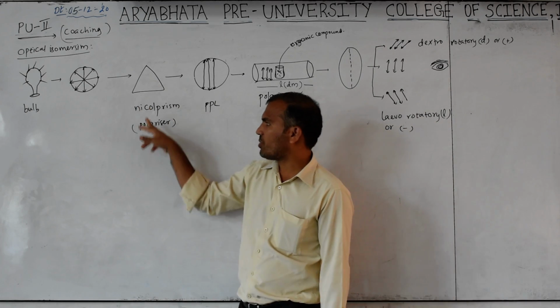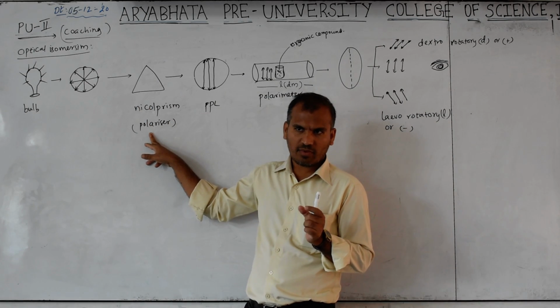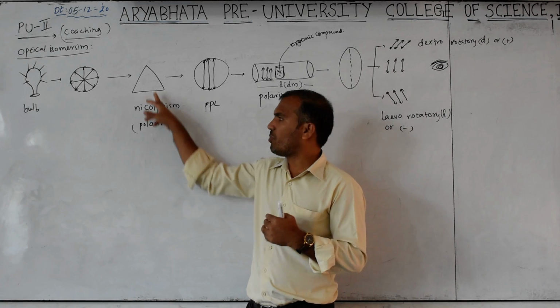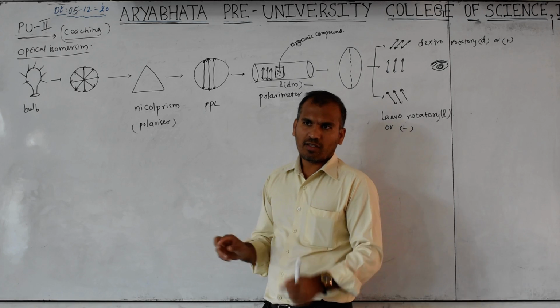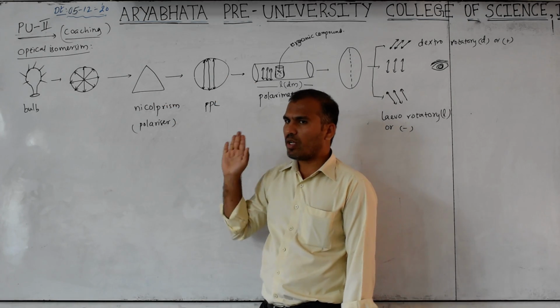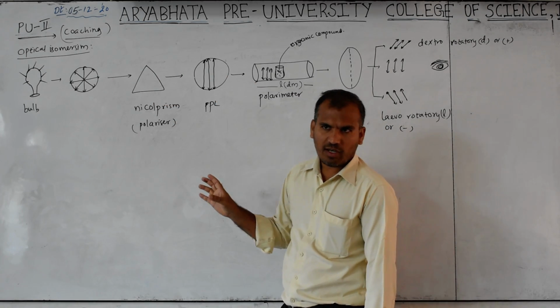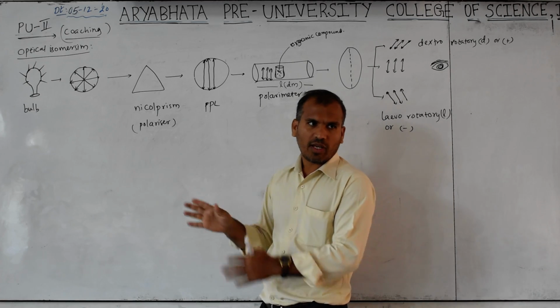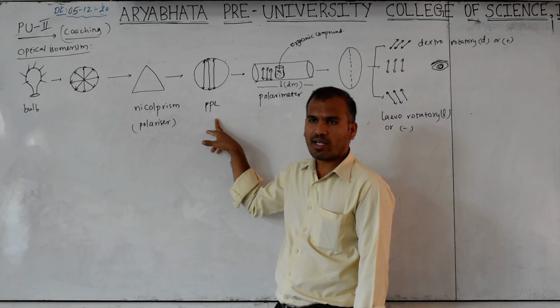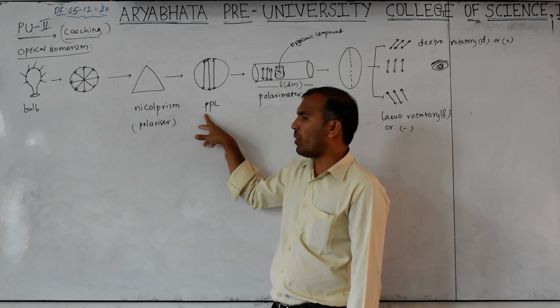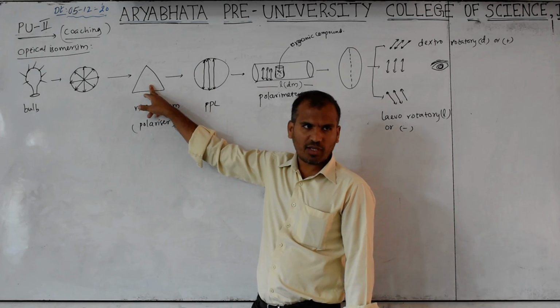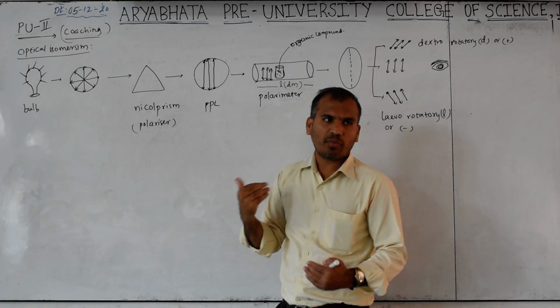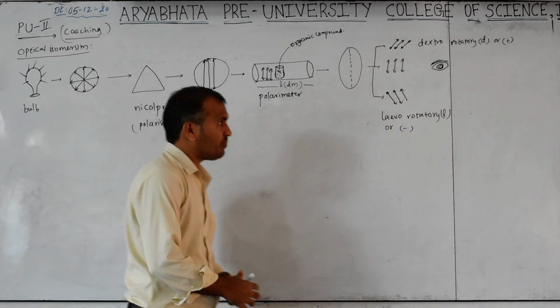That's why this Nicol prism is known as which one? Polarizer. Nicol is one prism. When light falls through it, it polarizes the light. It allows only which one? Electrical field. All remaining waves are stopped here, and it is propagated in one direction. Therefore, it is called plane polarized light. This one is plane polarized from this Nicol prism. This light is called plane polarized light.